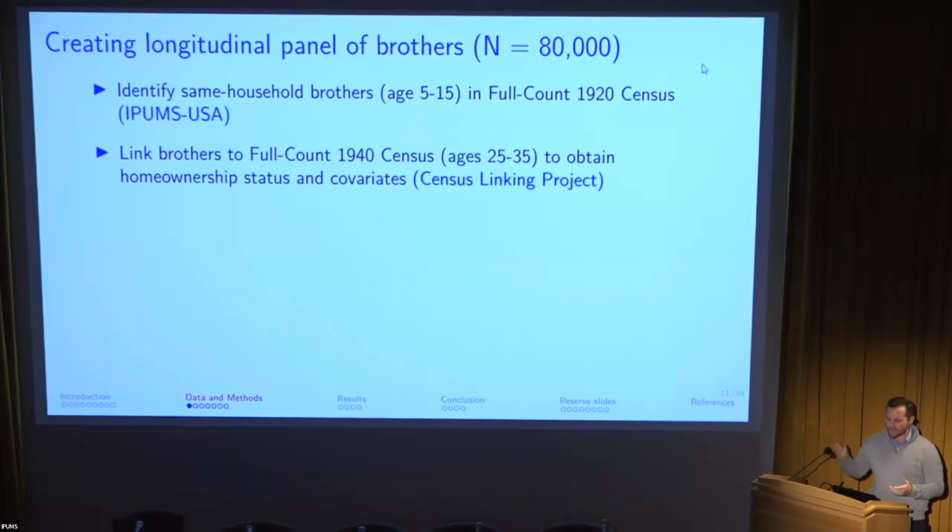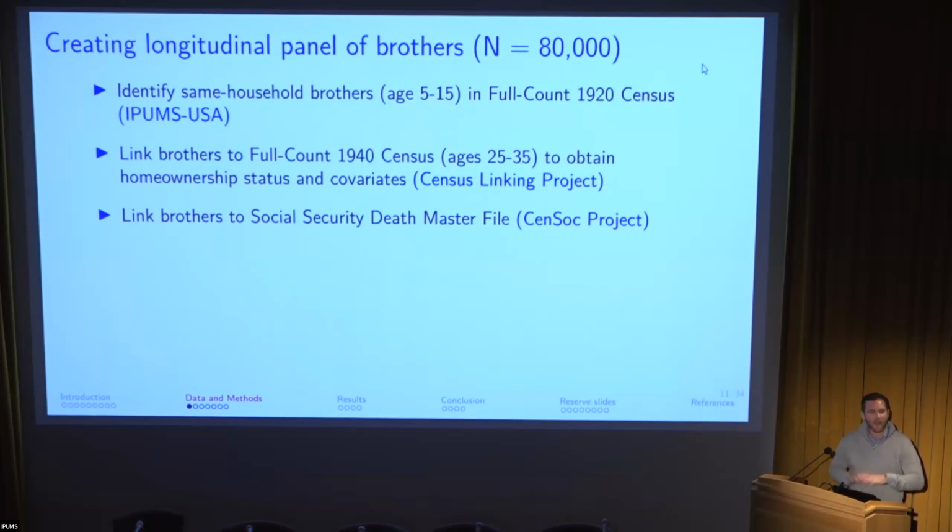For this link here, I use the Census Linking Project. I've also done this with the MLP links. One slight caveat is the MLP links don't have a skip link from 1920 to 1940. So I went 1920 to 1930, 1930 to 1940. And the results were very similar with both sets of links.